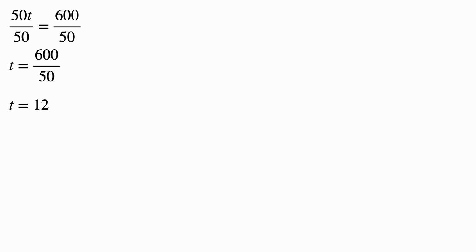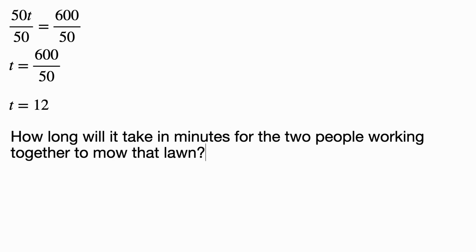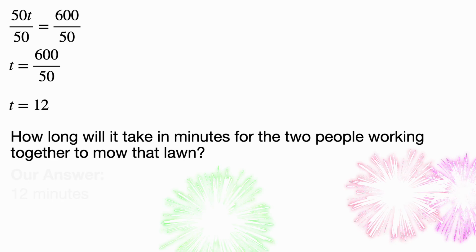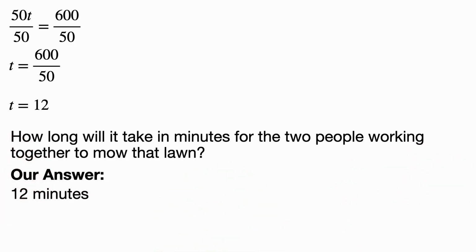And now looking back to the second part of the word problem, it states, how long will it take in minutes for the two people working together to mow that lawn? And we found the answer to be 12 minutes. Yes, our final answer is 12 minutes, and we answered the math work problem. If we turned in our work with only 12, the math teacher may mark us off for a few points, and we don't want that. The math teacher may ask, 12 what?